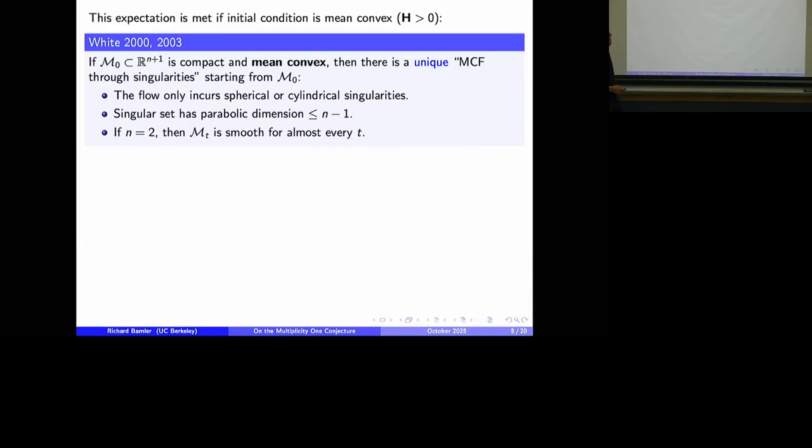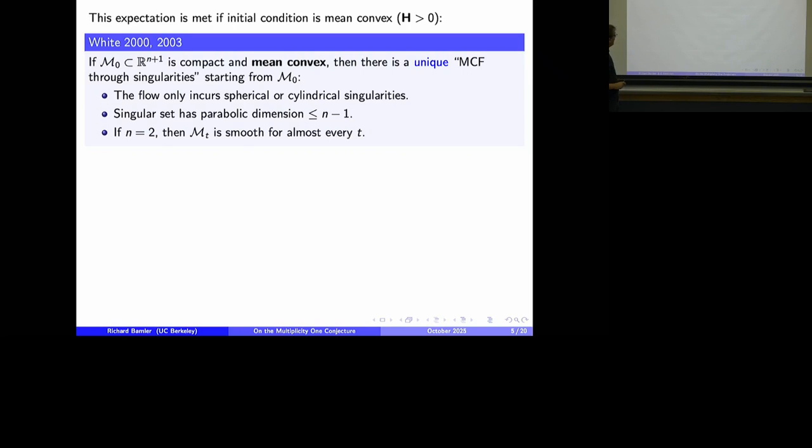All right. So maybe the first time that this expectation has been made concrete was in research of Brian White about 20 years ago, who considered the case where we have mean convex initial data. So we look at initial data where the mean curvature vector always points inwards. That's a condition that's preserved under the flow. And he could show that this expectation from the previous slide is exactly met. So he could show that in that case, there is a unique mean curvature flow through singularities, and the flow only incurs spherical or cylindrical singularities. The singular set has parabolic dimension at most n-1.